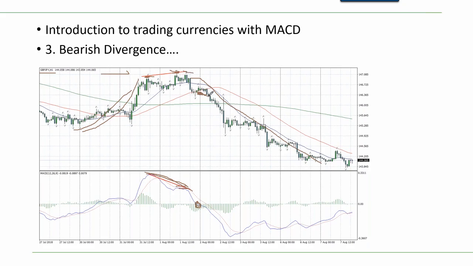Maybe they're taking profits. Maybe the price is at a level where the bears want to step in. Whatever the reasons, we can see that when price makes new highs but the MACD fails to follow through, that is telling us that momentum is changing. And then what you can see is that not long after that, price rolled over and fell very, very nicely.